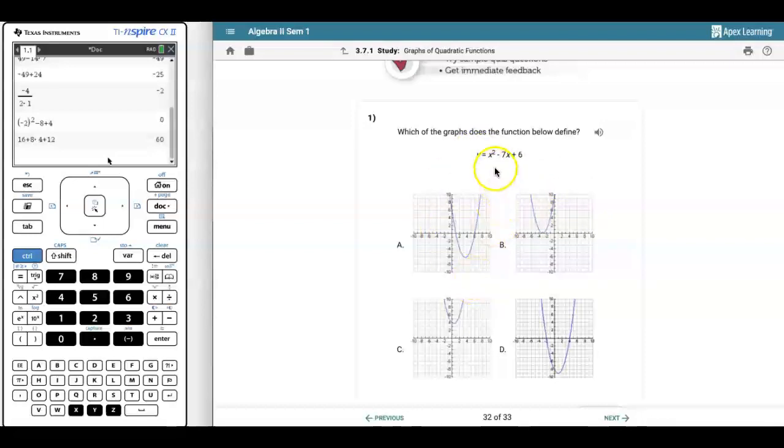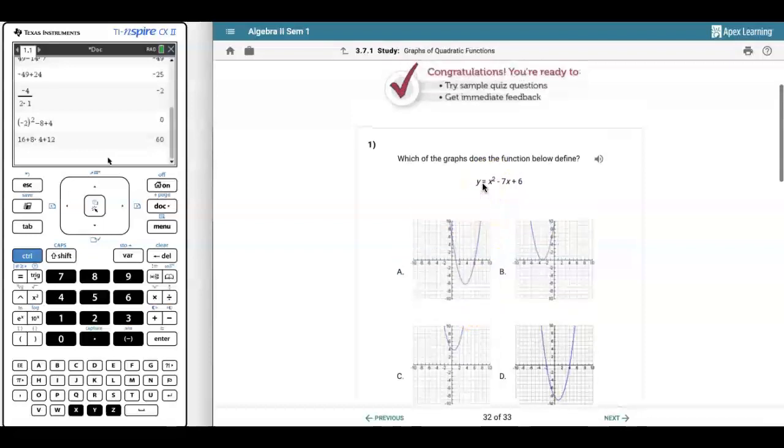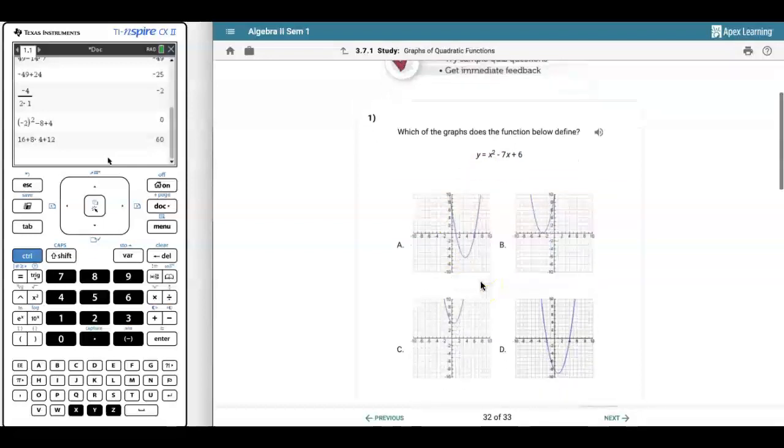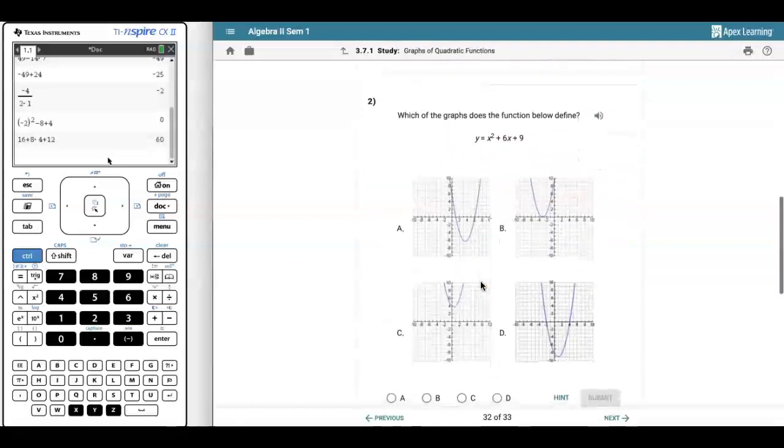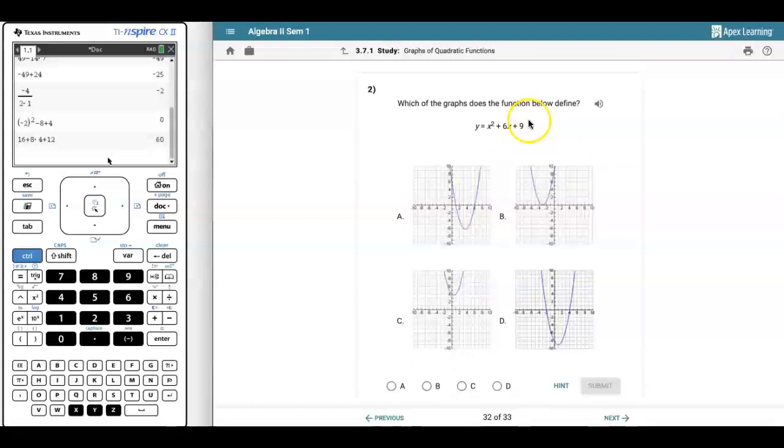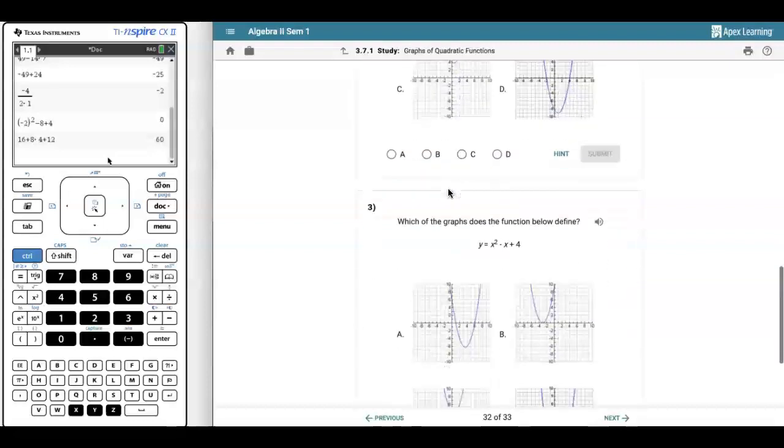The other thing you can do is you can actually just factor this out, right? So factor, figure out what my x values are, and then that will give you your x-intercepts. And again, process of elimination till you find the right thing. If you have multiple graphs with the same x-intercepts, the next step then is to look at the vertex.